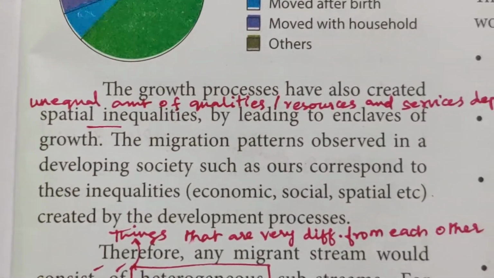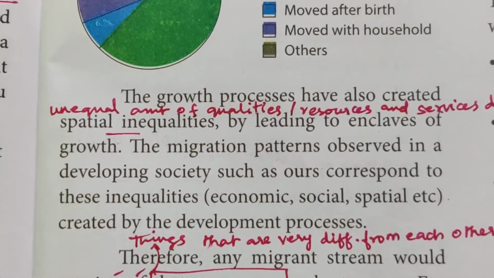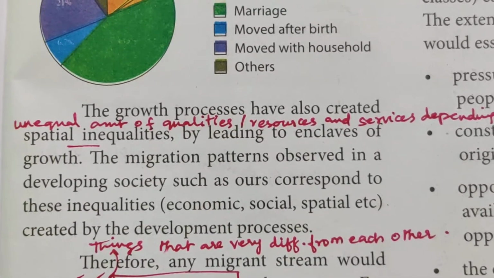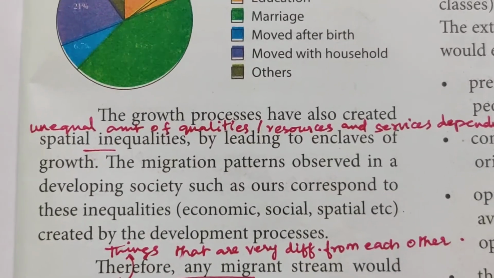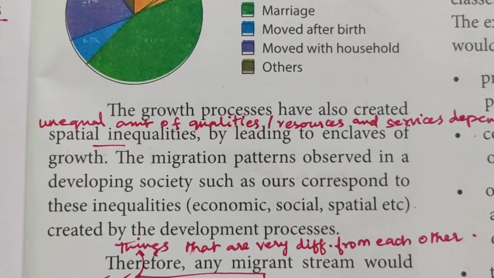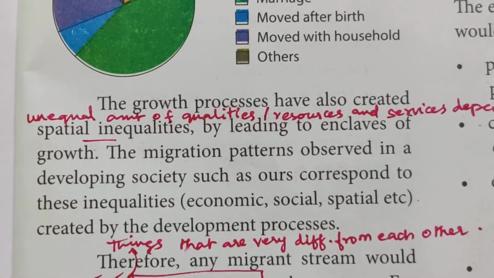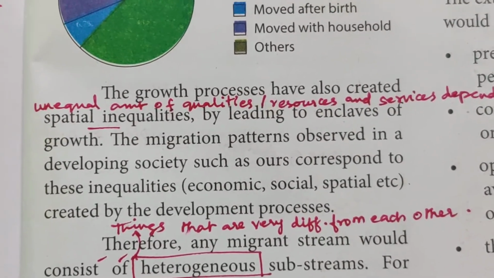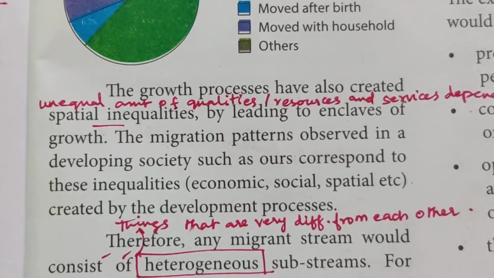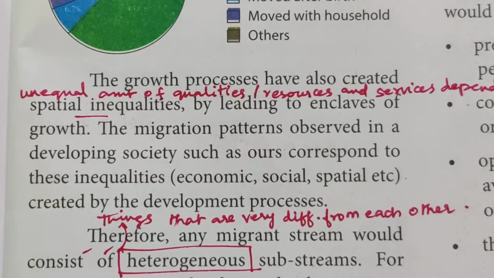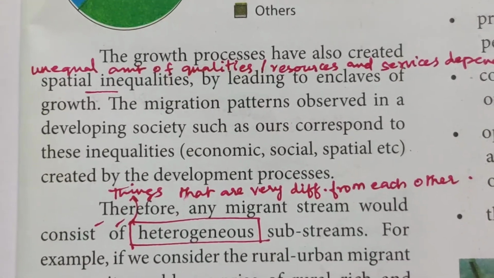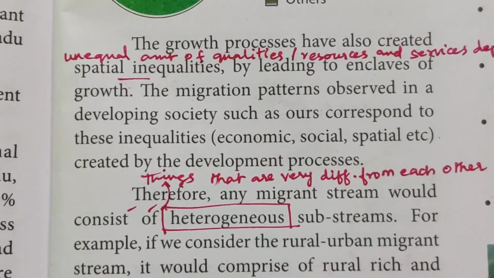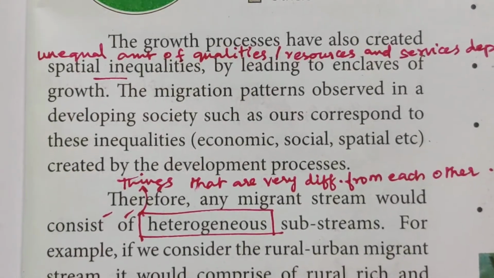The growth processes have also created spatial inequalities. That is, unequal amounts of amenities or resources and services depending on the area or location, such as medical or welfare facilities, leading to enclaves of growth. The migration patterns observed in a developing society such as ours correspond to these inequalities, that is economic, social and spatial, which are created by the development process.